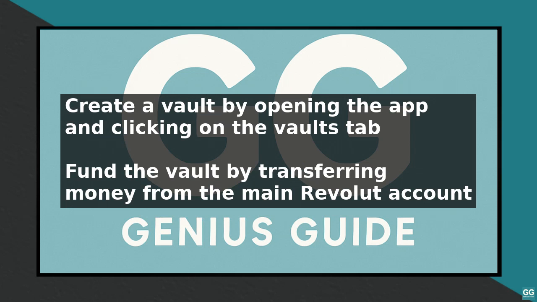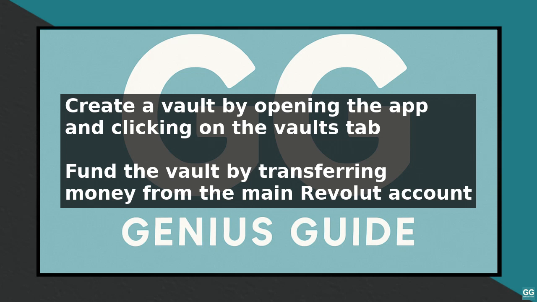To create a saving vault, open the Revolut app, go to the dashboard, and click on the Vaults tab. Then, click on Create a Vault and choose a name for your vault. You can also add a target amount and a deadline for reaching your goal.